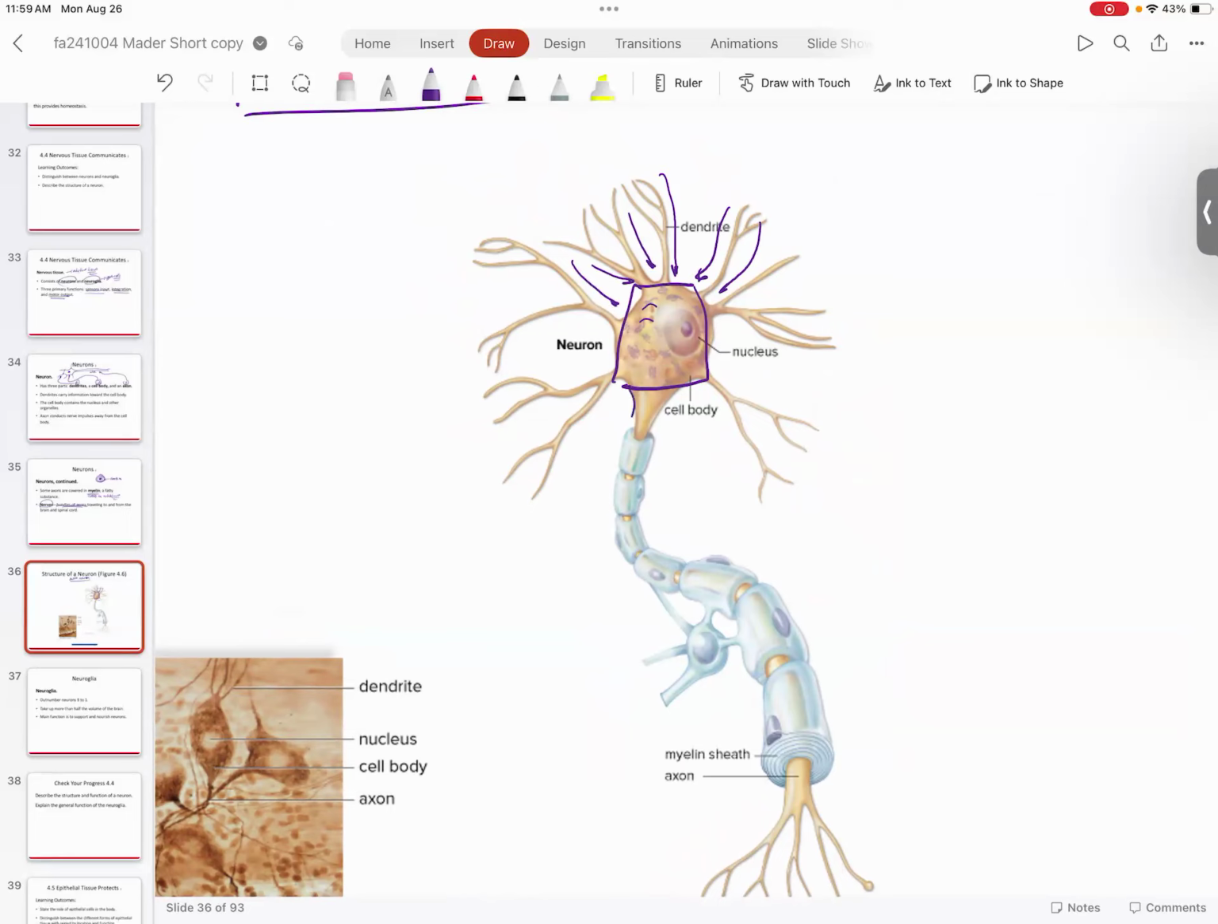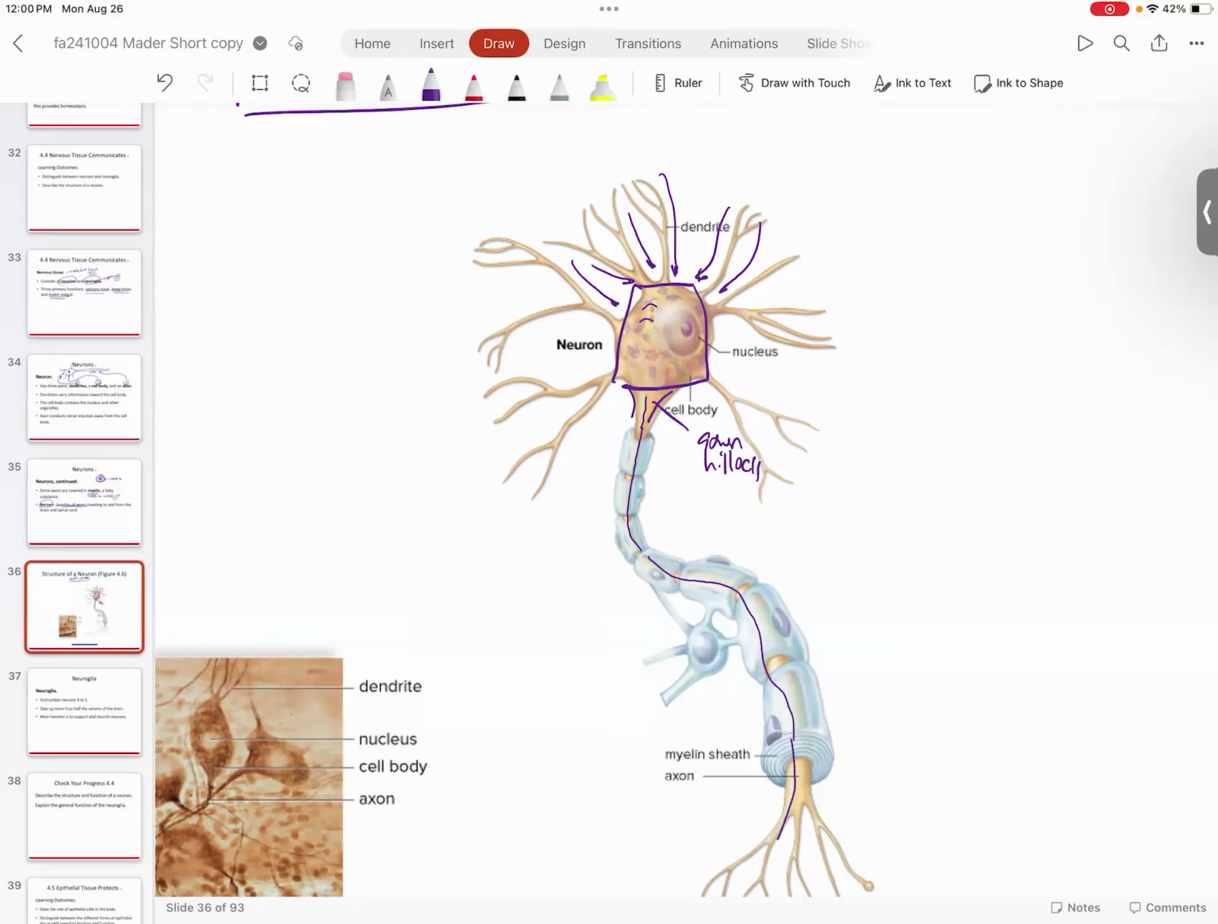Then you have this little open area right here. It's kind of a little swelling area. It almost looks like the top of a funnel. This is what's called the axon hillock. And then basically your final message will go down the axon to its terminal spot, wherever that is.